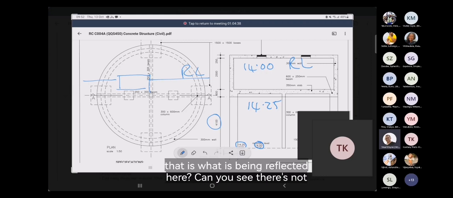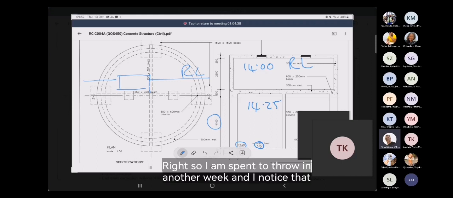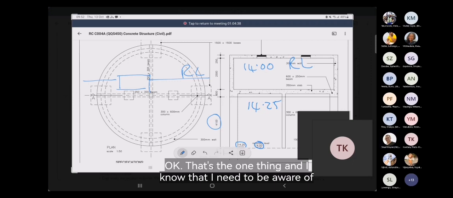Can you see? This is not just me going through the drawing. Again, as I always do, you guys know that I always go through the drawing. I always look at what is there. Before I start measuring anything, I identify certain aspects. And if I had to give this to you in a test, most of you would not have noticed the difference in the level there. So I inspect the drawing and I notice that. Okay, that's the one thing, and I know that I need to be aware of that.